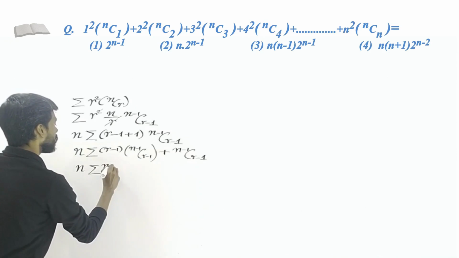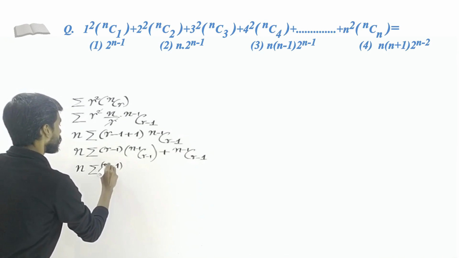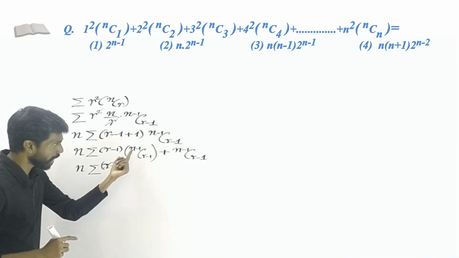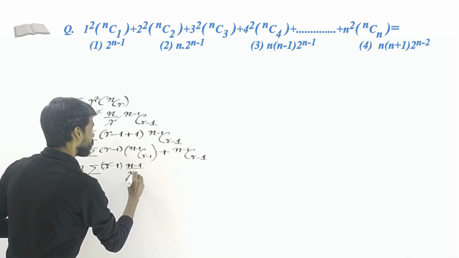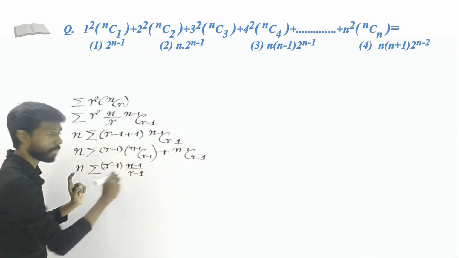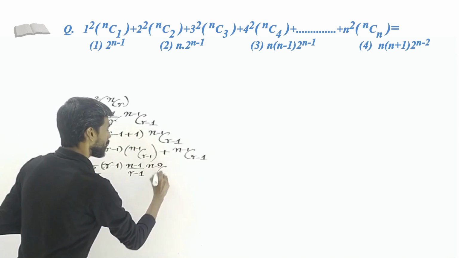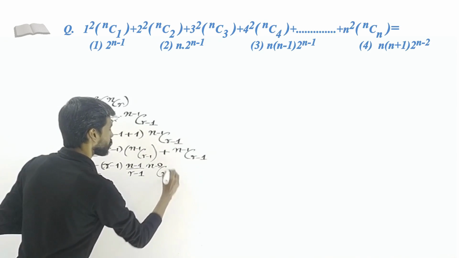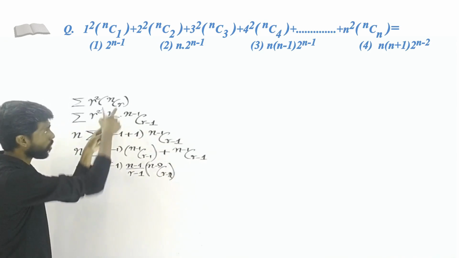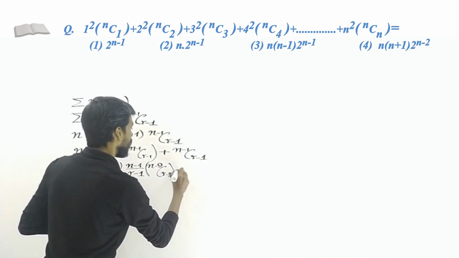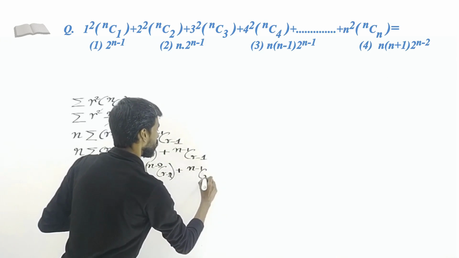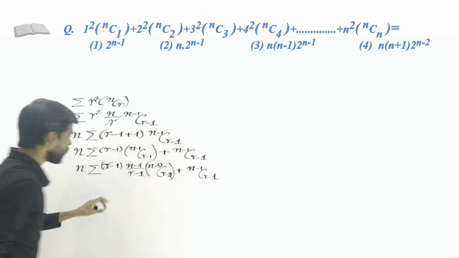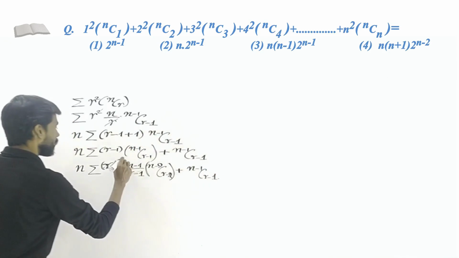By using the same formula, now n minus 1 c r minus 1 can be written as n minus 1 divided by r minus 1, multiplied by n minus 2 c r minus 2, one less than that. Same formula we use here also. Plus, that is n minus 1 c r minus 1 as it is. This time this r minus 1 gets cancelled.